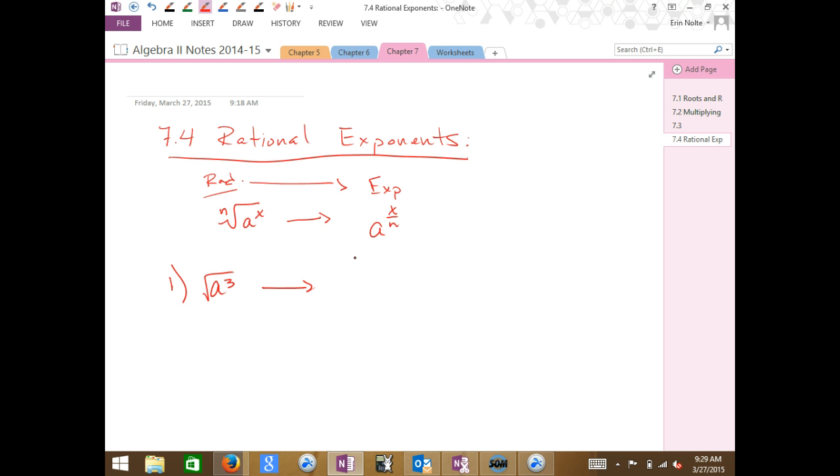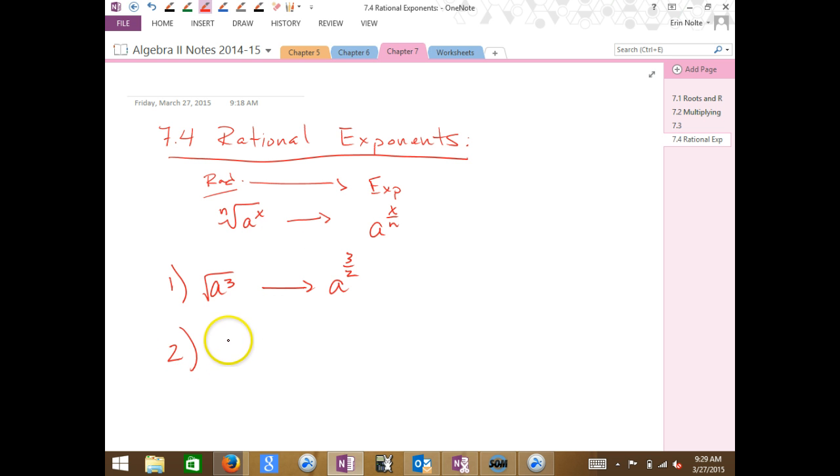Okay, so a to the power of 3 halves. The exponent goes on the top. The root, since it's a square root, goes down on the bottom. We good there? Should we do one more? Because I feel like not everybody was with us on that one.